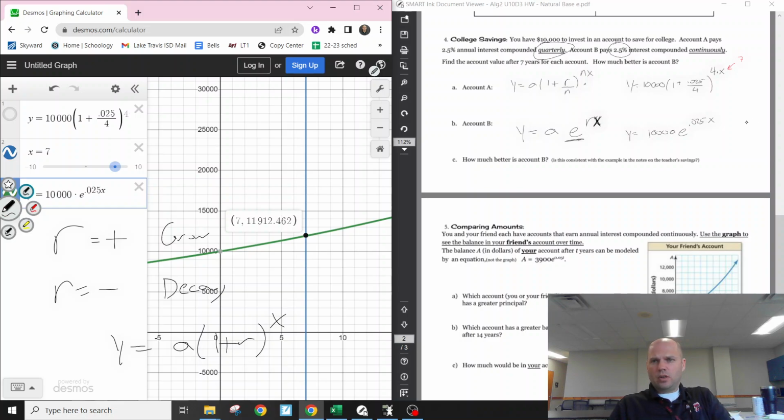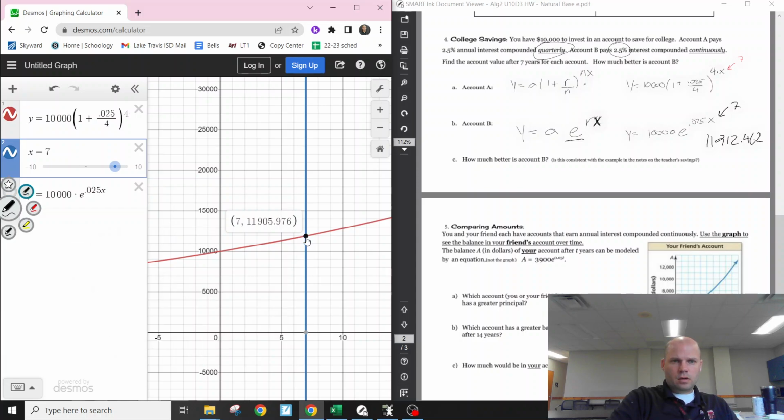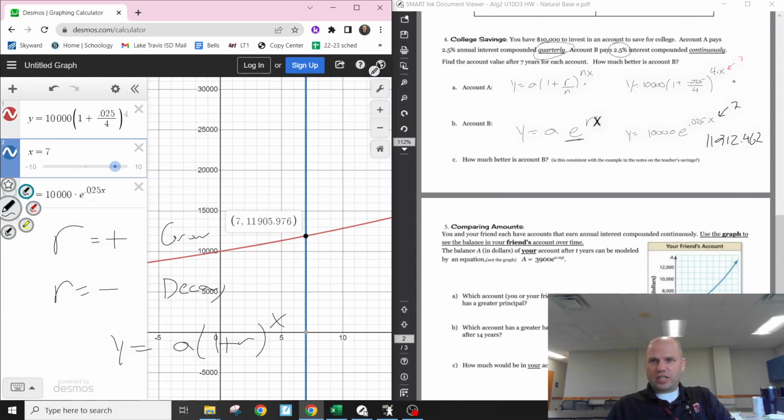You could do this also in your calculator, plugging in 7, I get 11,912.462 for this one. And for the other one, I get 11,905. You see, it's not that much more, but it is more, getting smaller amounts of your percentage, but more times a year. How much better is one versus the other? I'll just subtract a little.